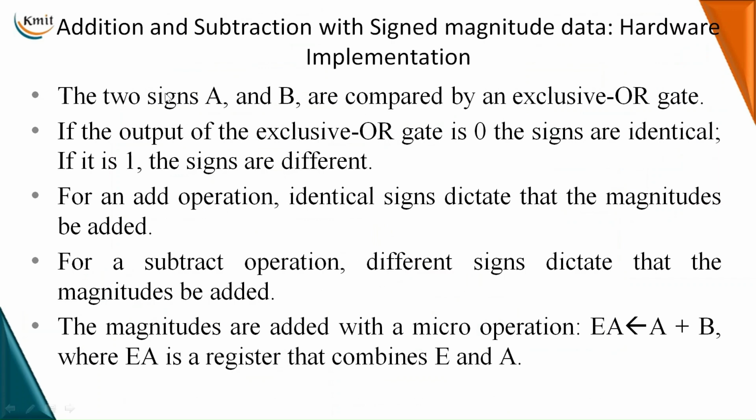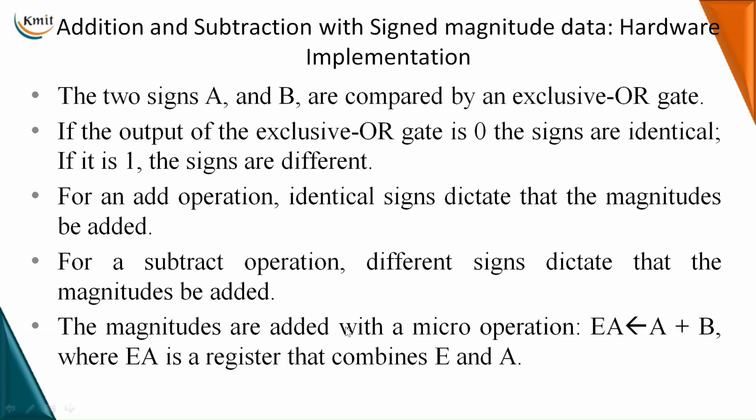The two signs of A and B are compared by an exclusive OR gate. If the output of the XOR is 0, the signs are identical. If it is 1, the signs are different. For an addition operation, if the signs are identical, you are performing an addition. For a subtraction operation, if the signs are different, then you are also performing an addition.